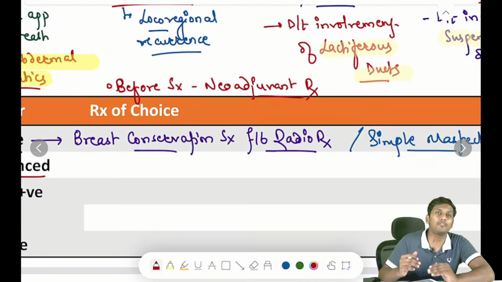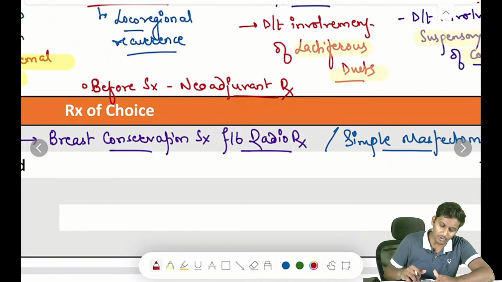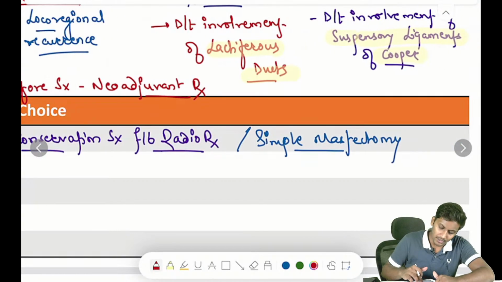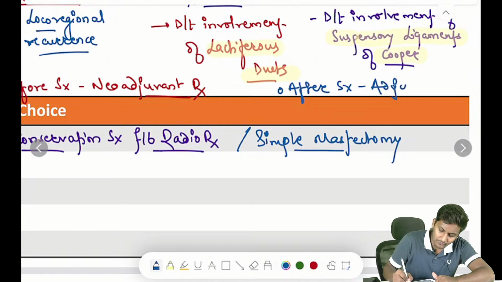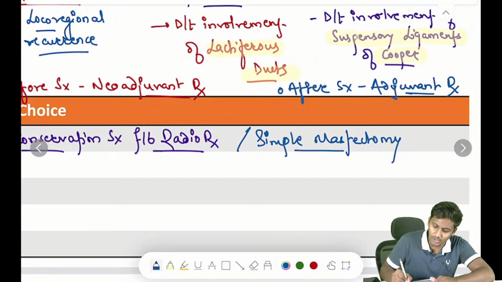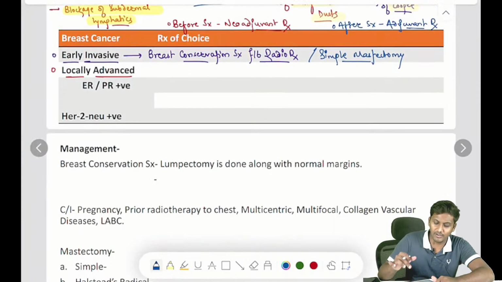For example, before surgery, if we give chemotherapy, that should be called neoadjuvant chemotherapy. If we give radiotherapy before surgery, that is called neoadjuvant radiotherapy. Any treatment which is given before surgery will be called neoadjuvant, and any treatment which is given after surgery will be called adjuvant treatment. For example, if you are giving radiotherapy after surgery, that is called adjuvant radiotherapy. Got it? That's the important thing you have to be aware of.